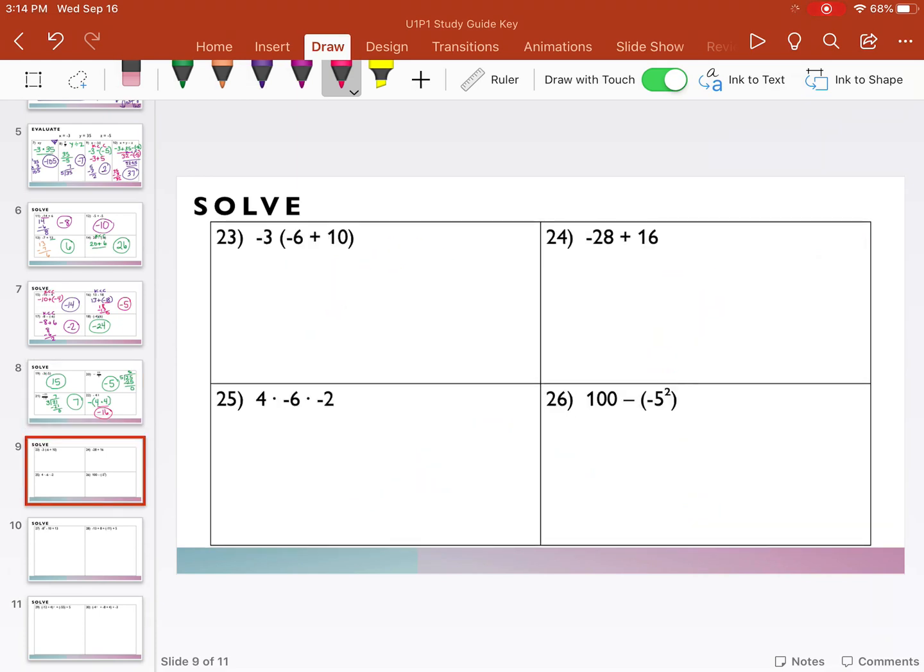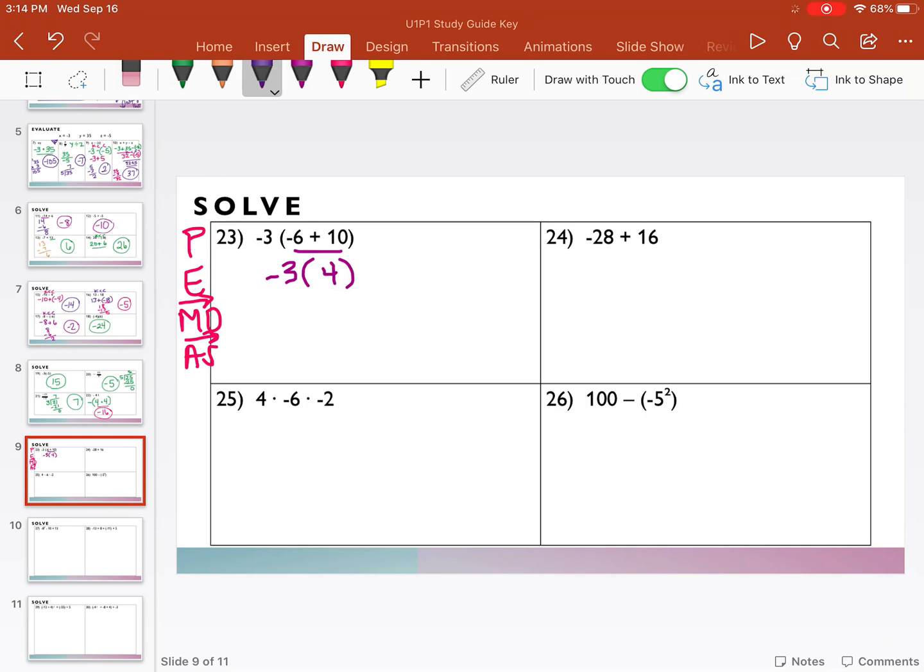Okay, let's do some with some order of operations in it. So for this next one, remember order of operations, we're going parentheses, exponents, multiply, divide, that's left to right, add, subtract, left to right. So parentheses first, negative 6 plus positive 10, different sign, subtract. So I'm going to do 10 minus 6 is 4. The 10 was bigger, which was positive, so positive 4.